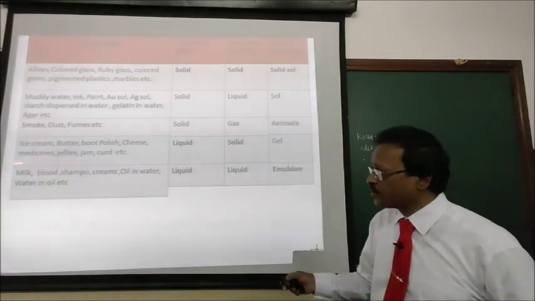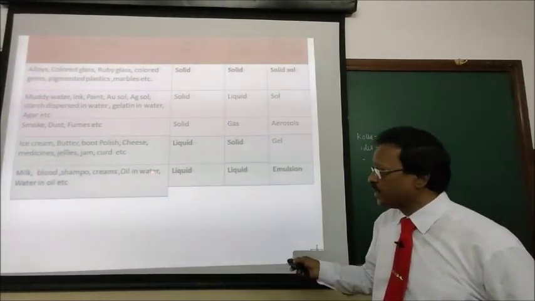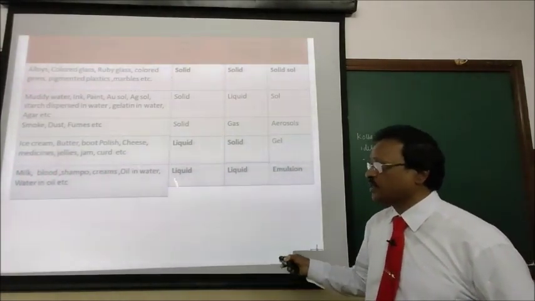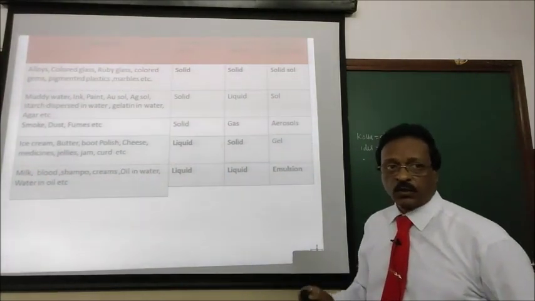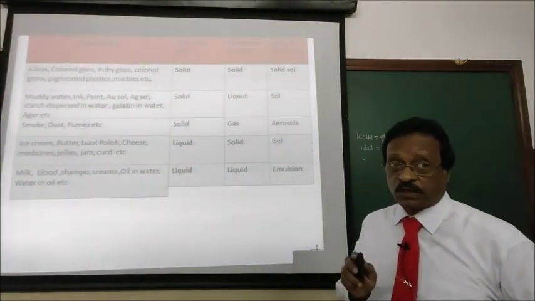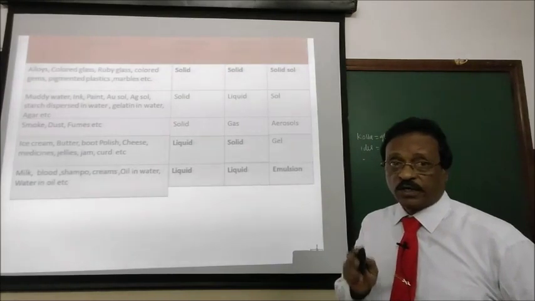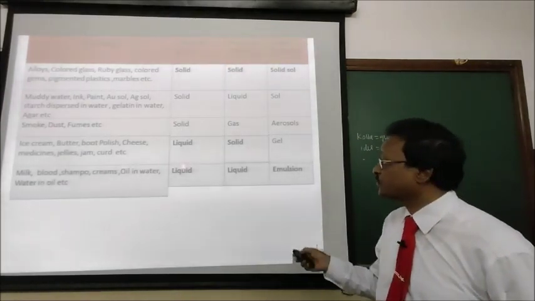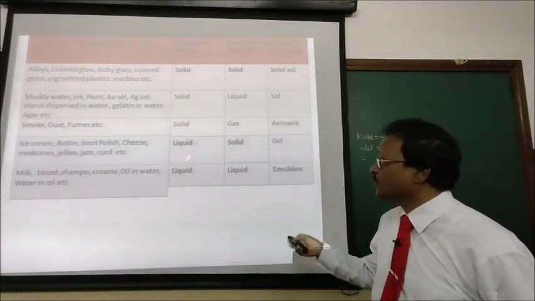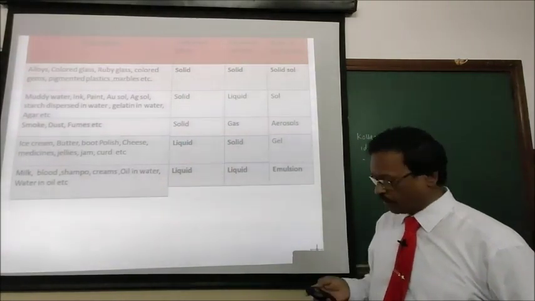So take one simple example and analyze. Similarly, you apply what the dispersed phase is and what the dispersion medium is. As I just told you, a colloid is a heterogeneous system, not a homogeneous system. A heterogeneous system consisting of a dispersed phase and a dispersion medium. Two phases are there in colloids.